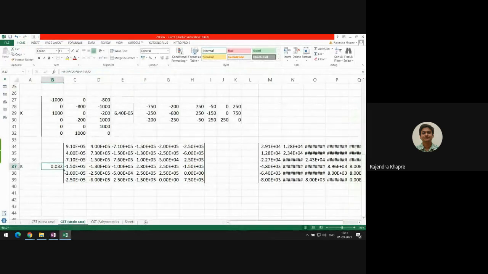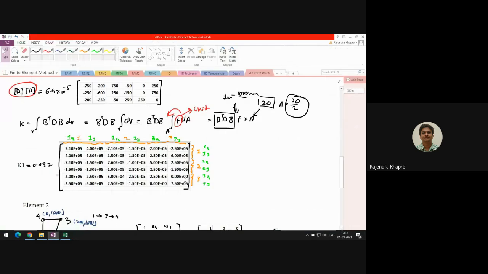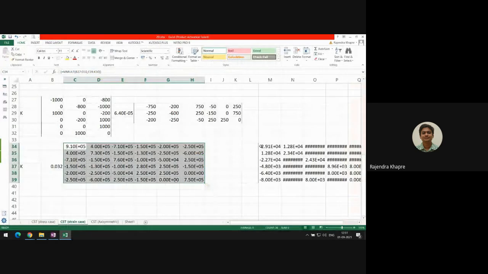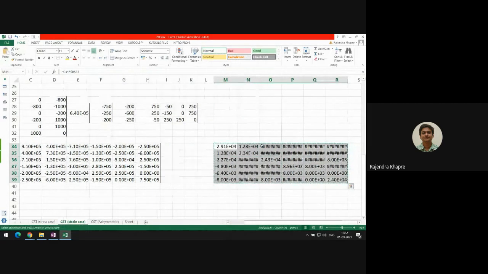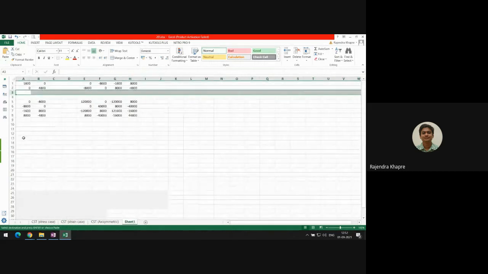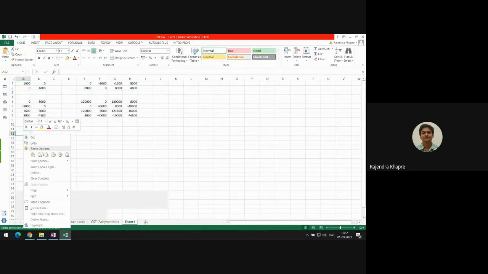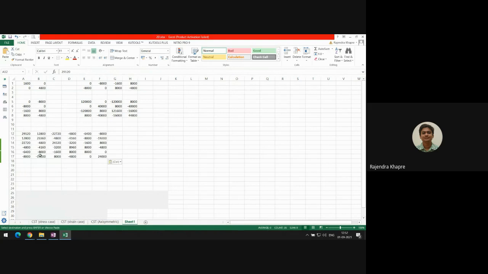So I have just multiplied this 0.032 with this matrix. I think the matrix is also the same, right? After multiplying, what I got is like this. So the same matrix I am going to put over here. I'm just pasting the values.